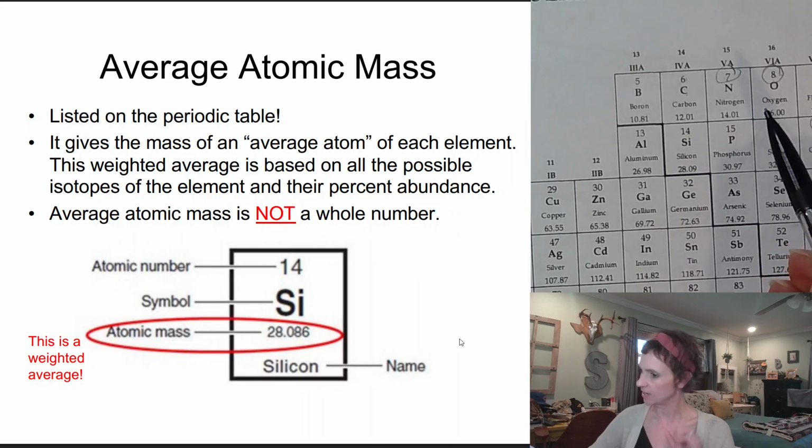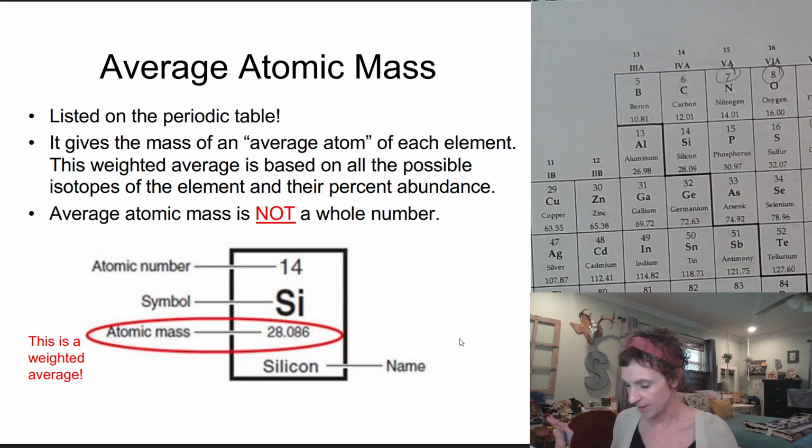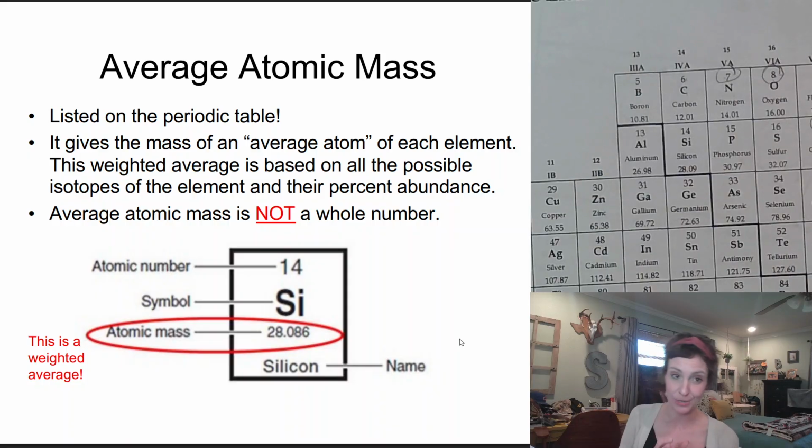You're like, why isn't she talking about that? She just keeps saying that's not the mass number. Well, it's not. It is the average atomic mass, and that number is listed on your periodic table. It gives the mass of an average atom of that element. It's a weighted average that's based on all of the possible isotopes of that element and also their percent abundance.